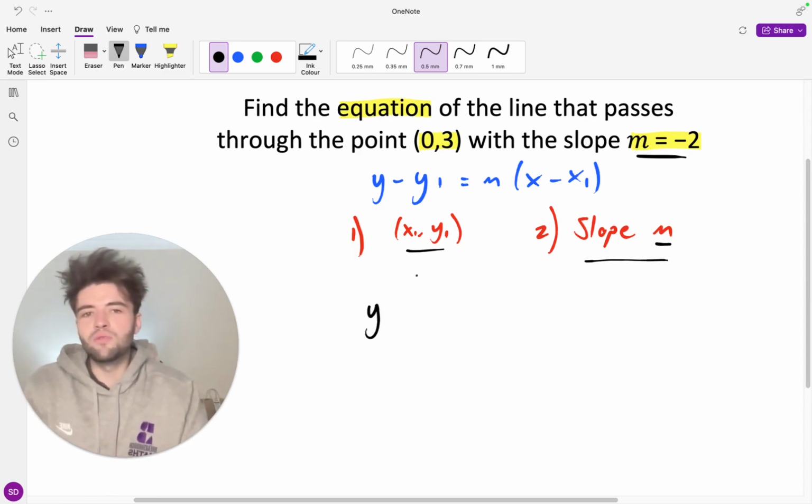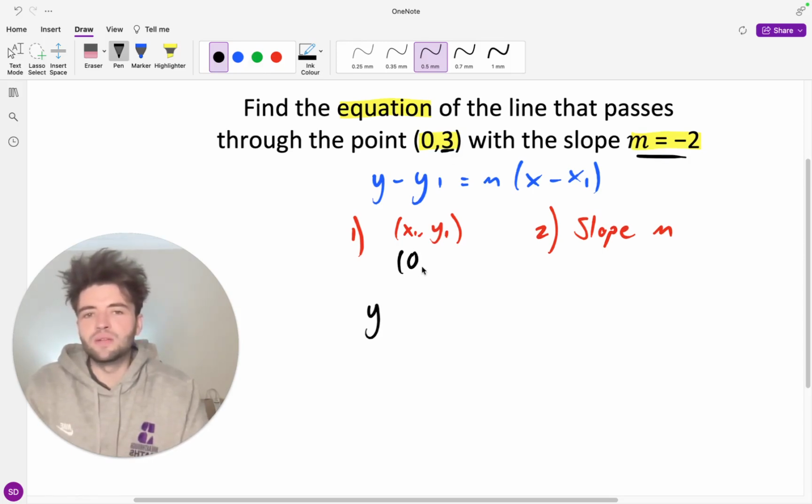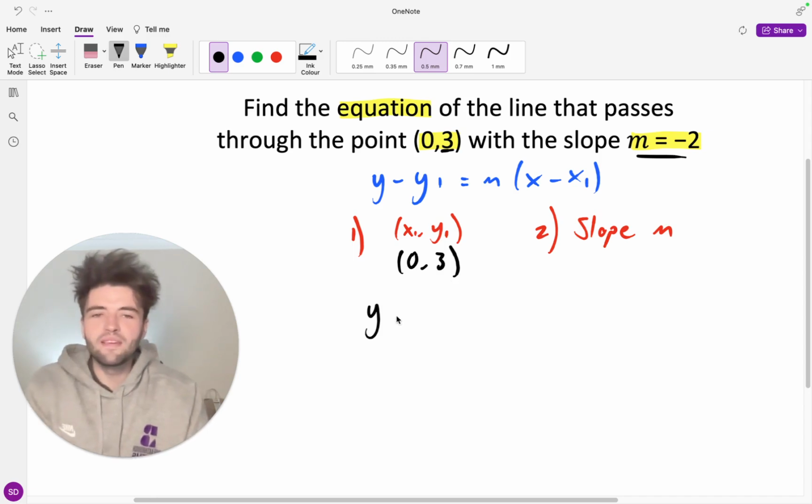So we have y minus y1, or y minus 3 here from our question. Actually, we're just going to write down x1, y1 just to be really clear as well. So x1, y1 is our point from our question, which is going to be the point 0, 3. And so we have y minus 3, that's our y value for our point. And then on the right hand side, we're going to have the slope, which is minus 2, times x, just a general x, minus x1, which is 0, once again from our question.